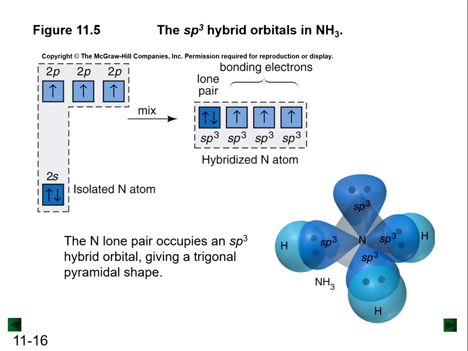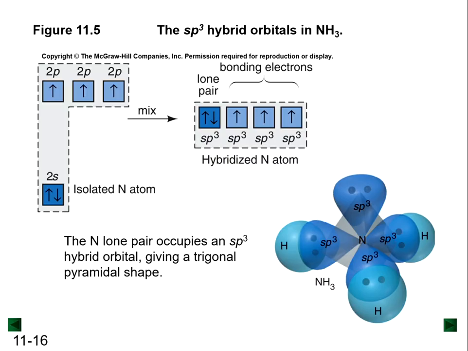nitrogen atom electron configuration is 2s2, 2p3. That tells us there's 5 electrons. It's group 15. So your 5 electrons in group 15 then have to go into 4 hybrid orbitals. Therefore, 2 of the electrons must be paired up. The other 3 electrons are in separate orbitals. The 2 electrons that are paired up are the lone pair.